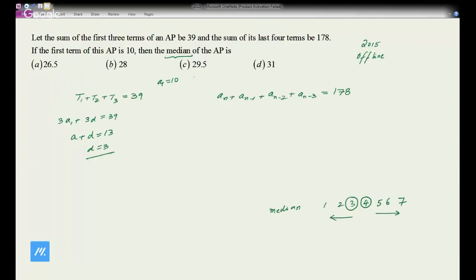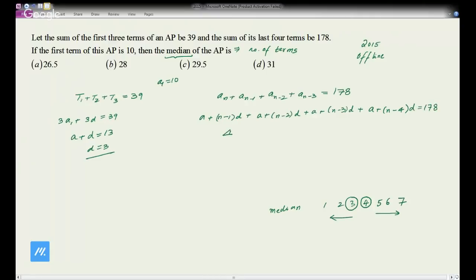So for median, what you require is the number of terms. AN will be A plus N minus 1 D. Just start putting this value. Right? This will be the values. A plus N minus 1 D is equal to 178.